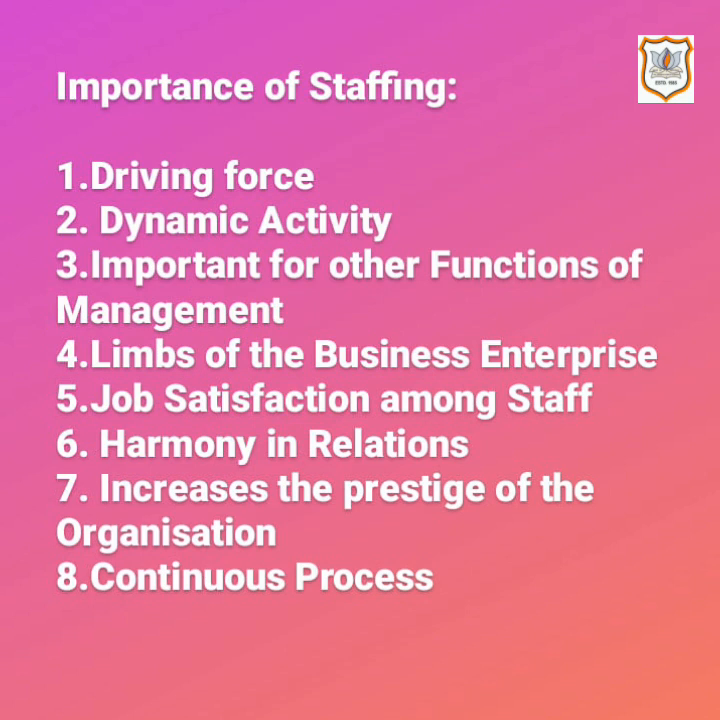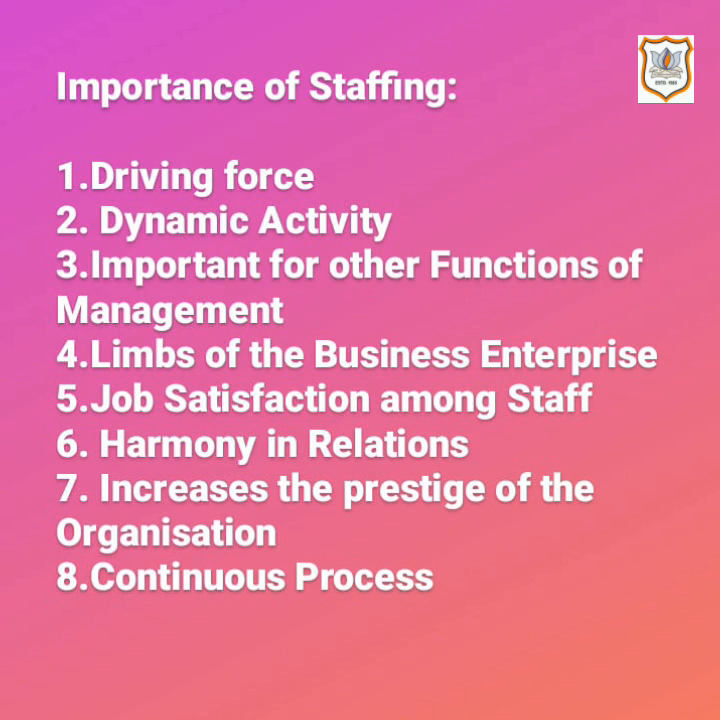Fourth point, limbs of business enterprise. Limbs means hands and the legs. As in our body, our brain does the intellectual activities, but to implement it, all the functions or the activities are to be performed by hands and legs. Similarly, staffing plays the role of limbs. That means staffing is the limbs of business enterprise, because without staffing, any activity cannot be performed. So, staffing does the work to perform the activities. So, staffing is called the limbs of business enterprise.